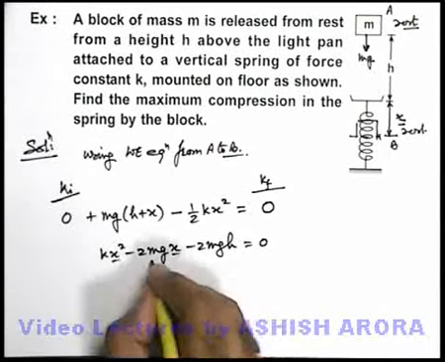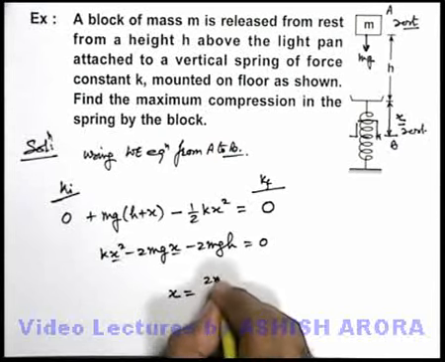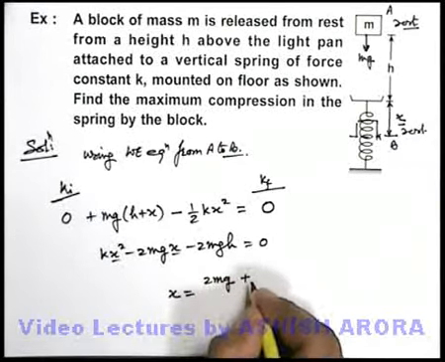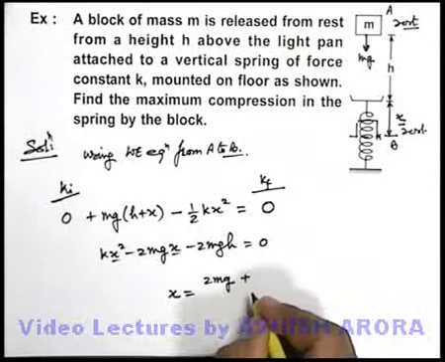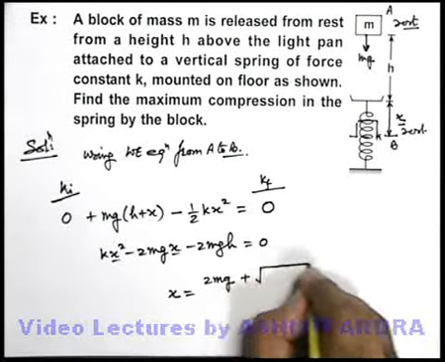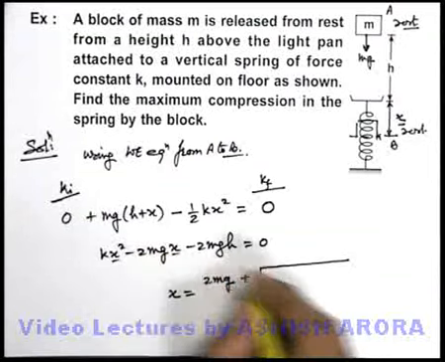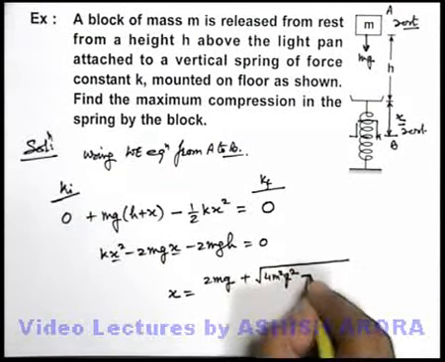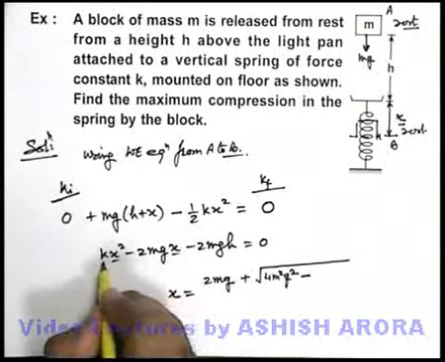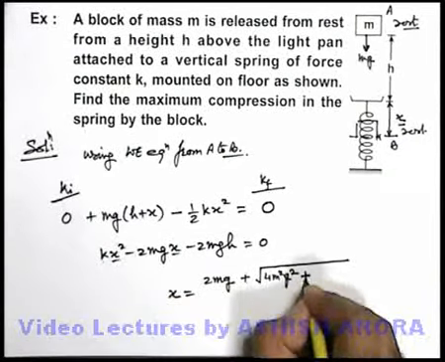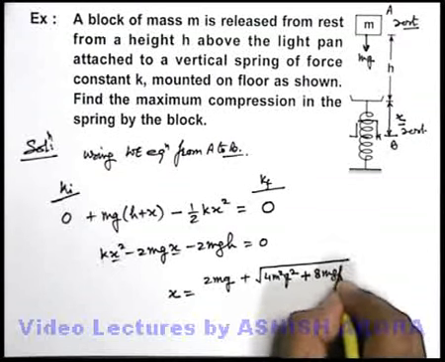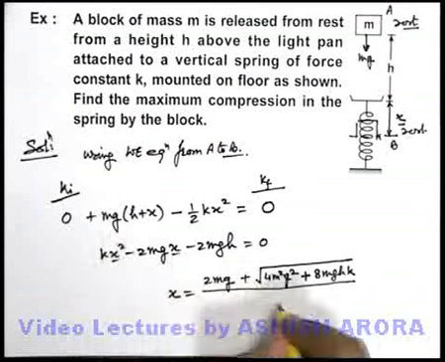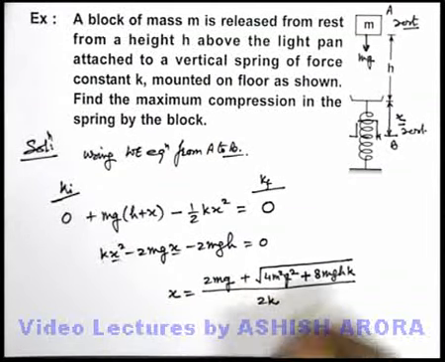That will be the negative of the coefficient of x, which is 2mg, plus, we just ignore the negative sign as there is no scope of negative compression, the root of the square of the coefficient of x, that is 4m square g square, minus 4 times the coefficient of x square and the constant term, it will become plus 8mghk, divided by twice the coefficient of x square.